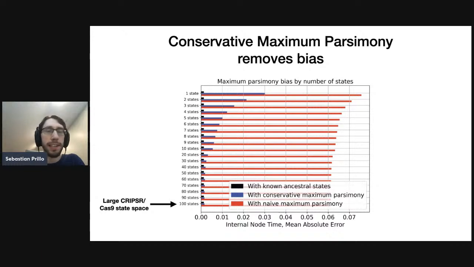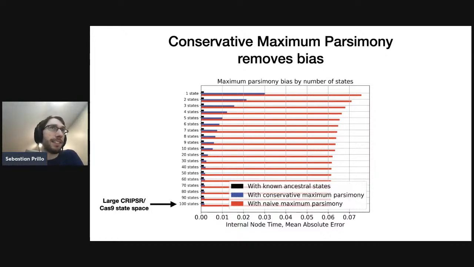In the simulated data, there's a lot of detail as to how exactly we've simulated the tree and how exactly we've simulated the lineage tracing data. But in this experiment, we've simulated 100 different indel states with a very skewed indel distribution, sampled from real data. So there are 100 states, representing the large diversity of indels that we observe in lineage tracing data.